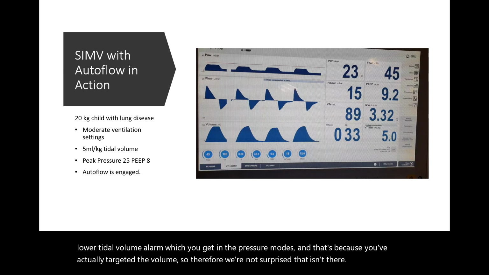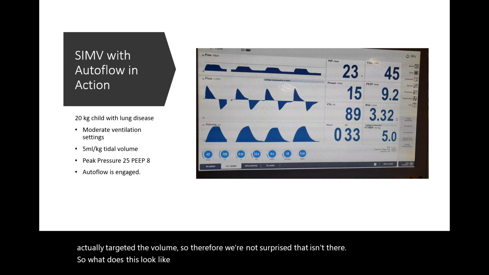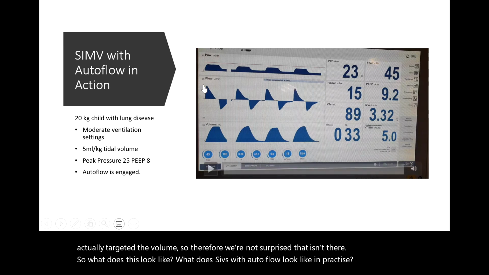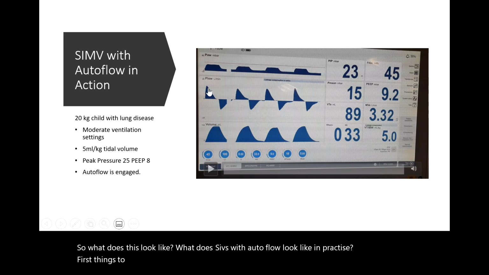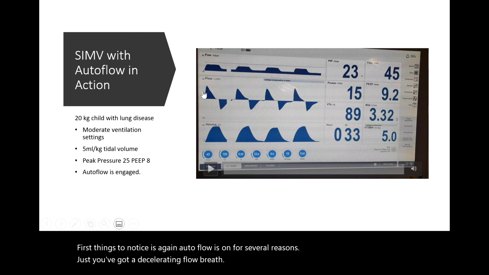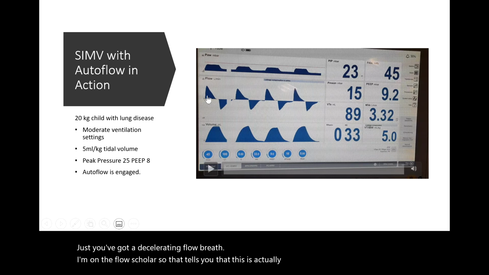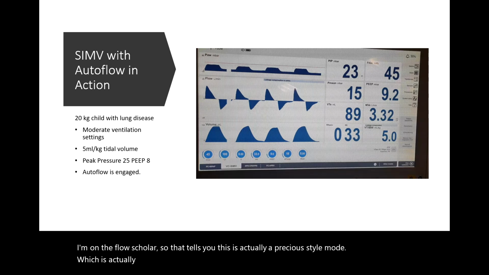So what does SIMV with Autoflow look like in practice? Well, the first thing to notice is that Autoflow is on for several reasons. First, you've got a decelerating flow breath on the flow scalar. That tells you that this is actually a pressure style mode, which is actually quite important. So that's the first thing that it will tell you.